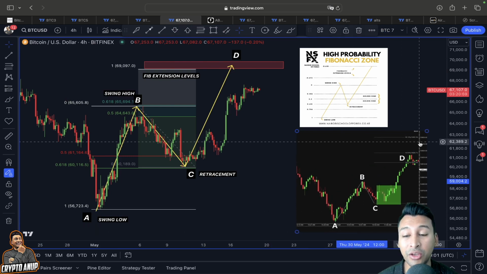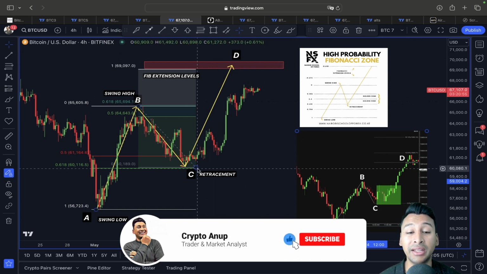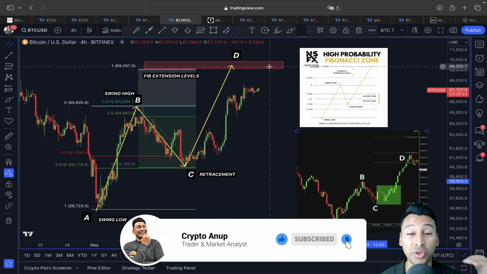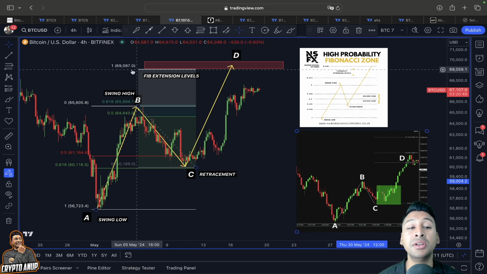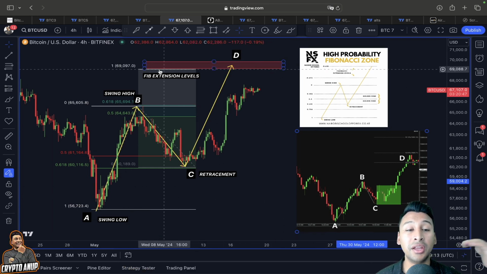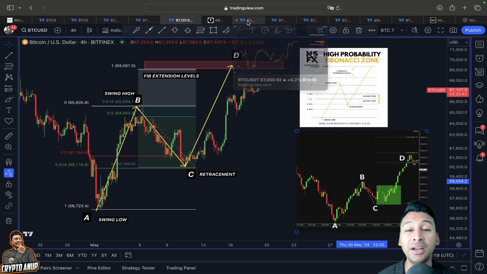AB equals CD, which is our price objective. I mean, in this case, D is our price objective. The length from C to D is our price objective, which sits around 70,000. And also the 100% Fibonacci extension is around 70,000. So that's why 70,000 could be retested before deciding the trend duration.